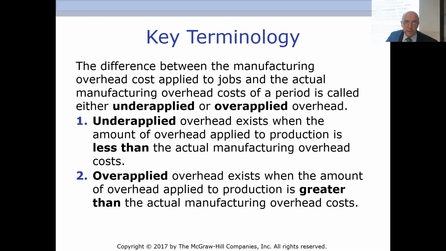The difference between the manufacturing overhead cost applied or estimated to jobs and the actual manufacturing overhead costs of a period is called the underapplied, meaning underestimated, or overapplied, overestimated overhead. Number one, underapplied overhead exists when the amount of overhead applied to production is less than the actual manufacturing overhead costs. And the second one, overapplied overhead exists when the amount of overhead applied to production is greater than the actual manufacturing overhead costs. In other words, overestimated.